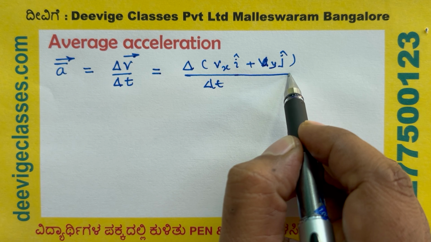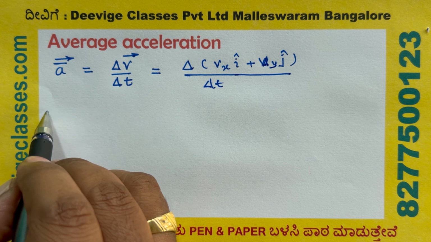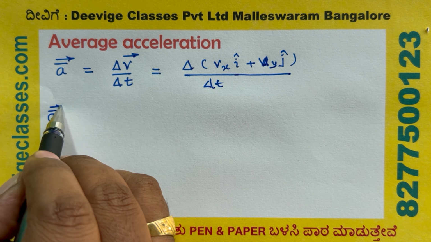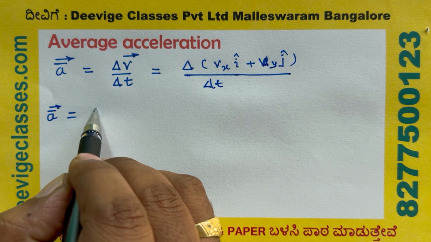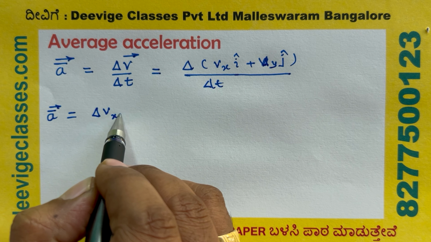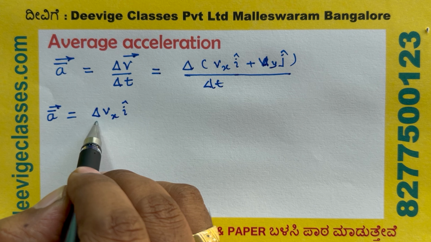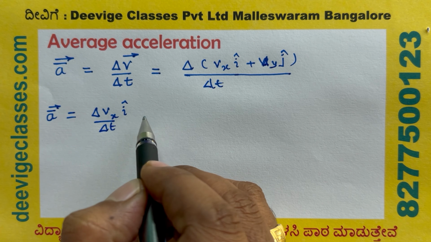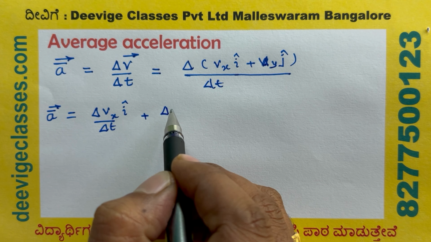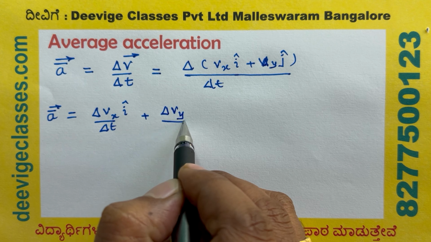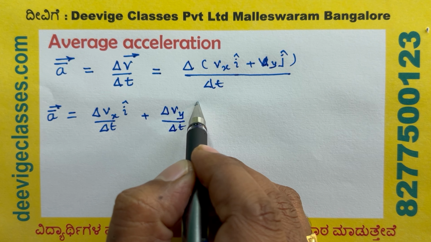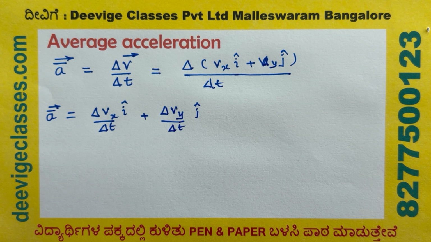Right. So then this can also be written as average acceleration is equal to delta v suffix x into i cap divided by delta t plus delta v suffix y divided by delta t into j cap. This is how we can write it, right? Yes, sir.